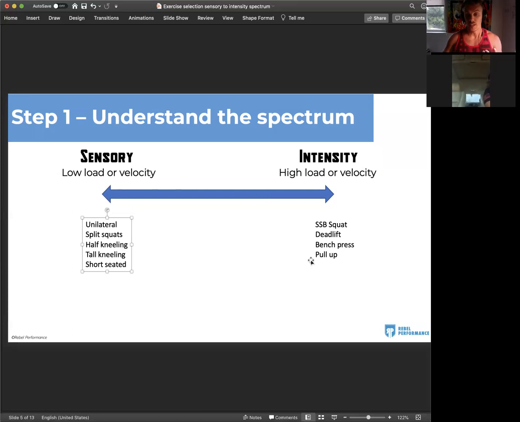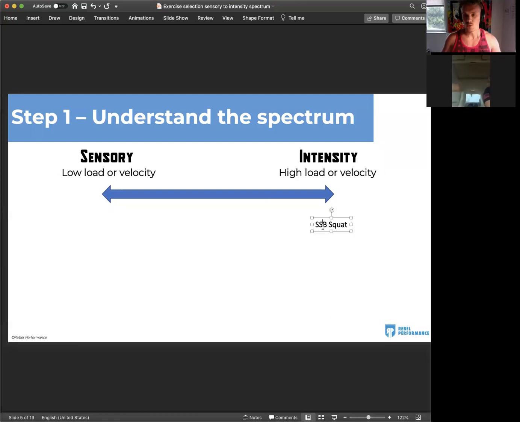As opposed to say, if I give you a bench press, it's like, okay, let's go party and have some fun and move some weight and move it fast, right? And then, like I said earlier, it's a dimmer switch. You have things that can fall all along this spectrum. So if we wanted to just do it for one movement category at a time, I could have an SSB squat on the far right side for intensity.